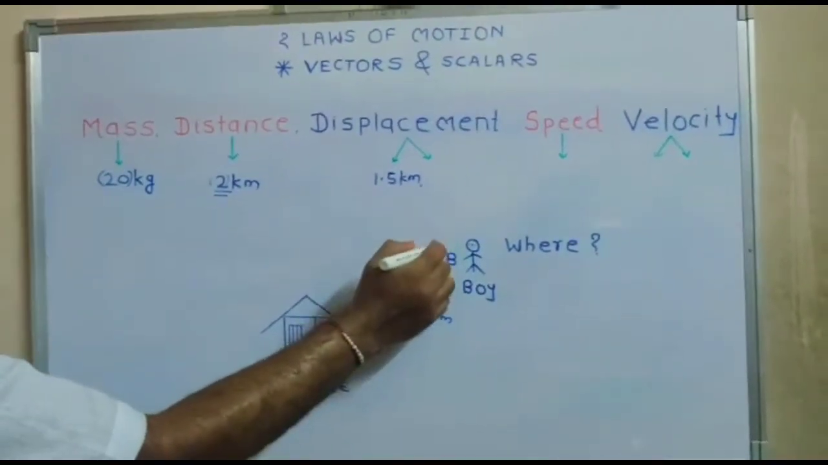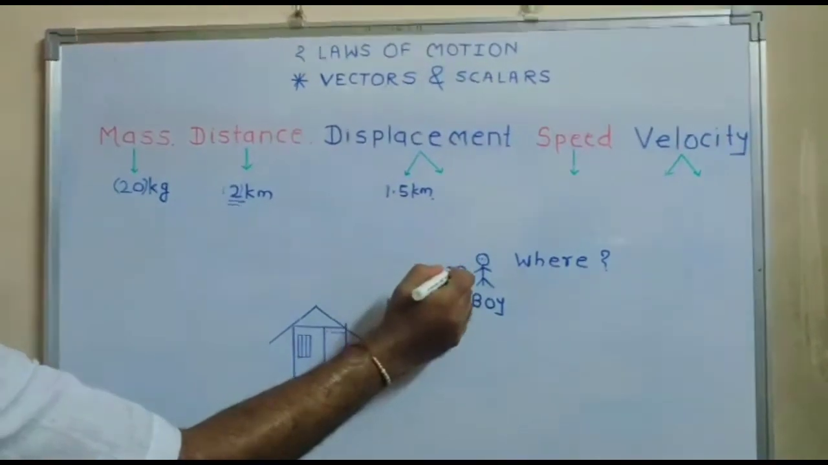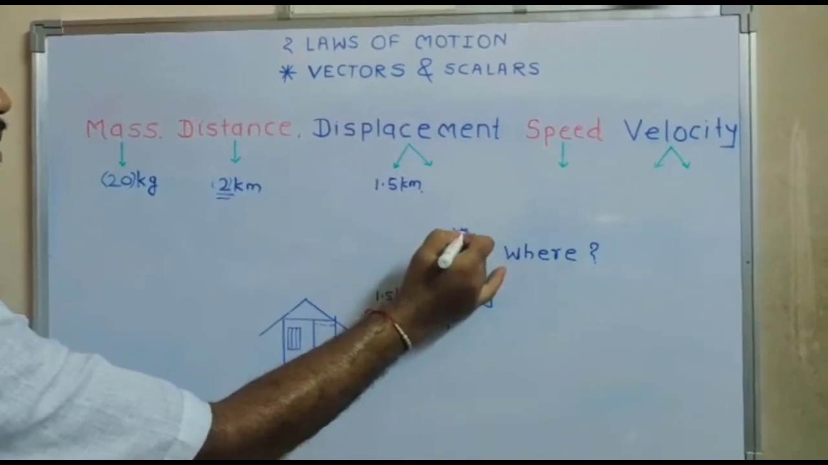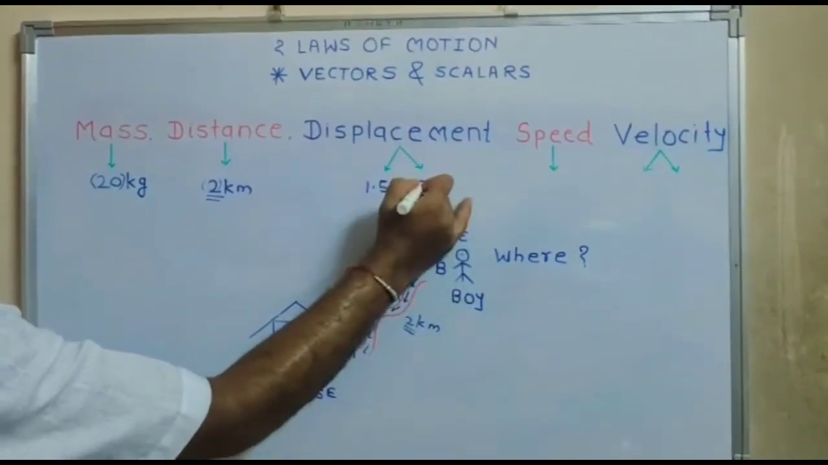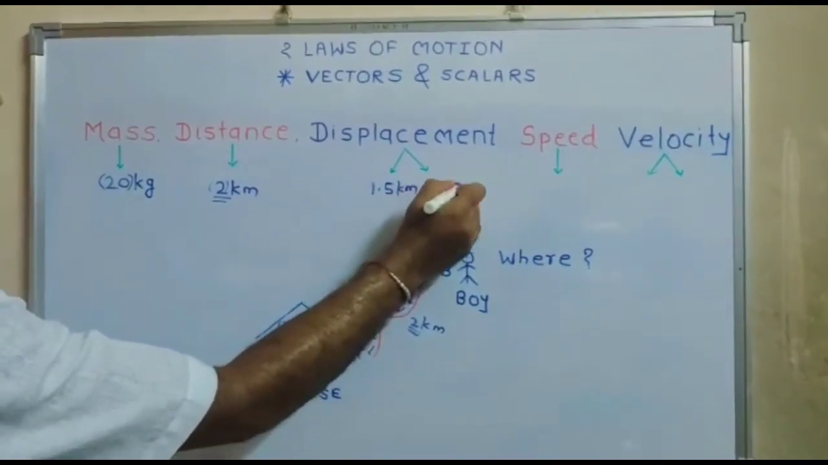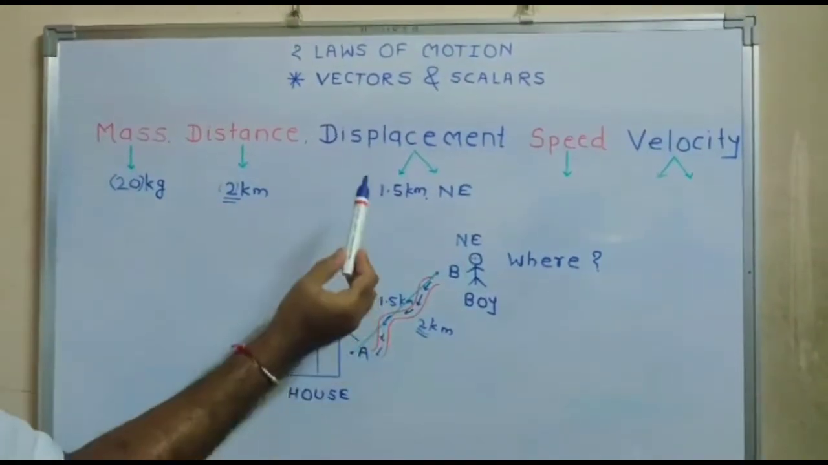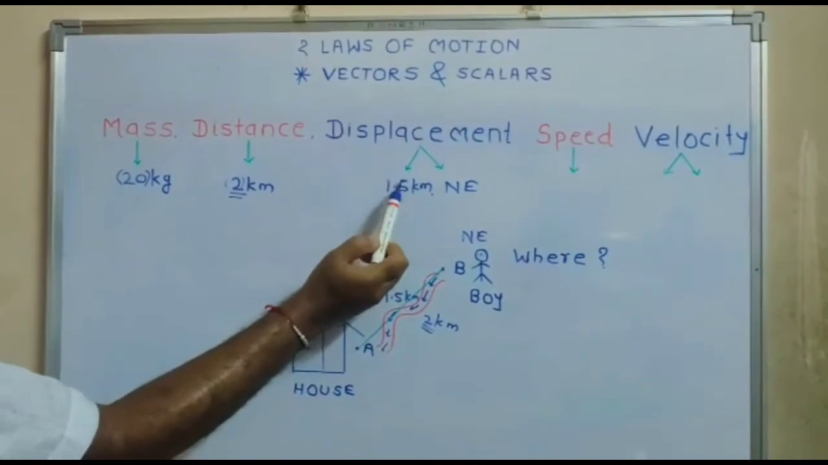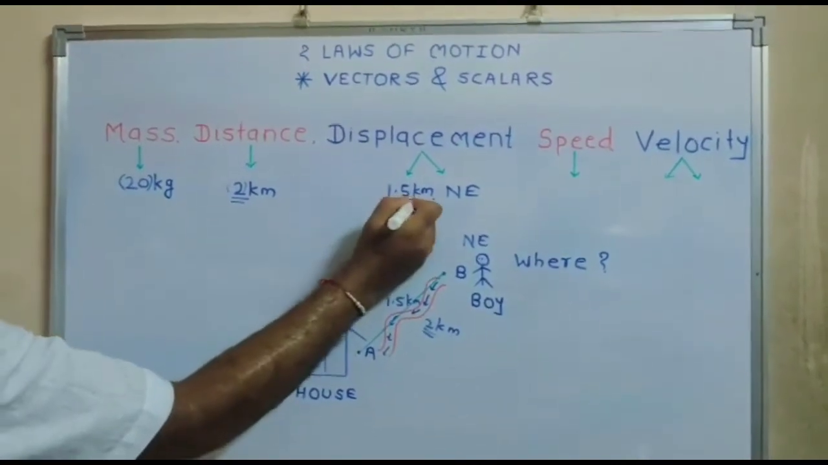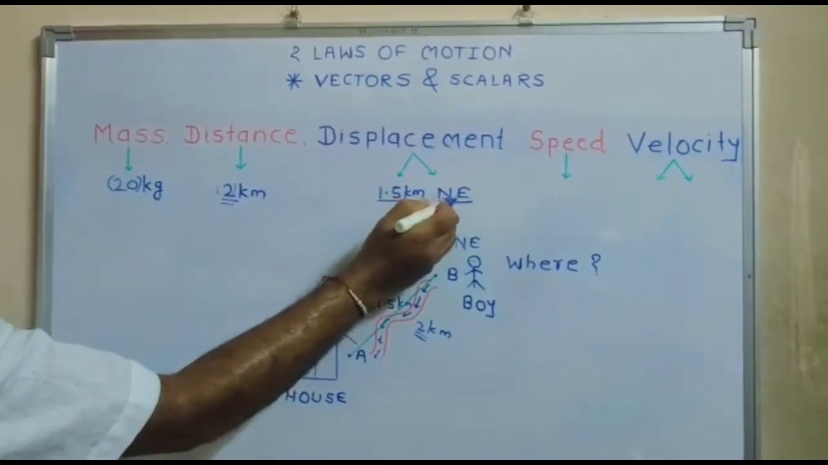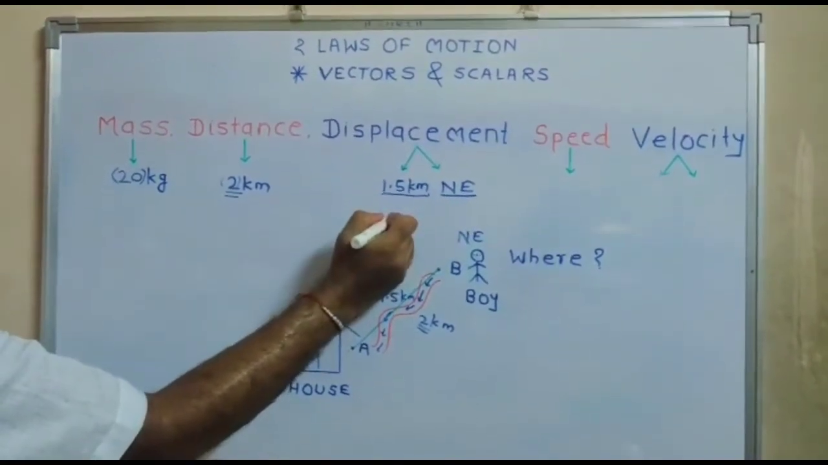When we consider a direction, as I have already told you, which direction will this be? This will be a northeast direction. Therefore, I have now got two quantities. This 1.5 km represents the magnitude and this northeast represents the direction.